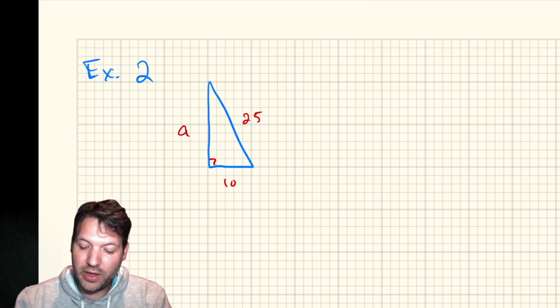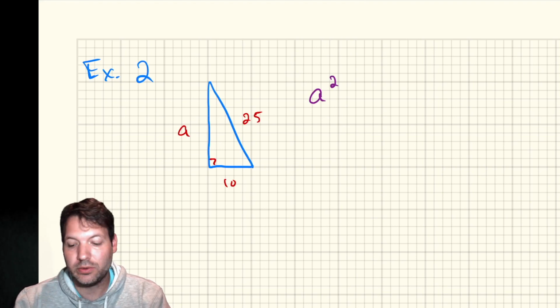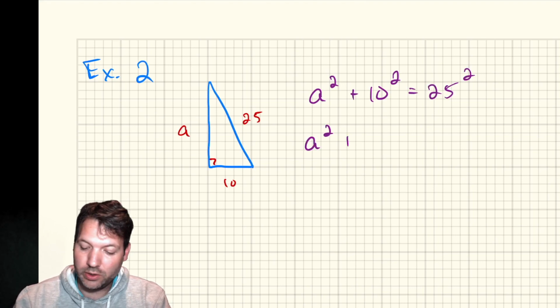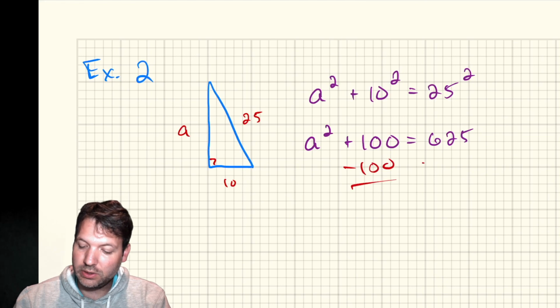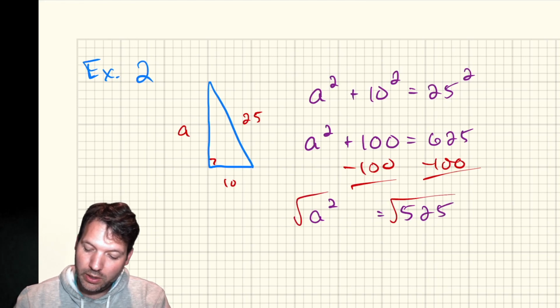Well, we can still use Pythagorean Theorem. It's just that this time the thing we don't know is on the left side of the equation instead of the right side of the equation. A squared plus 10 squared would be 25 squared. A squared just stays A squared. 10 squared, though, is 100. 25 squared, 625. Minus 100 this time. We got to do a little bit of algebra. A squared equals 525. Take your square root, and we end up with whatever the square root of 525 is.